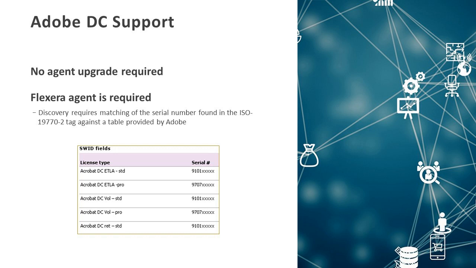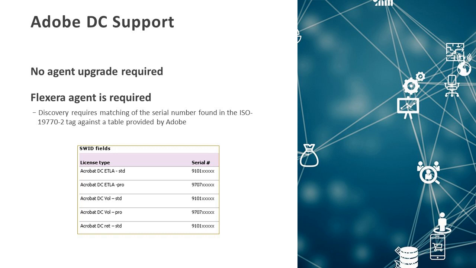Adobe is providing the specific serial numbers in ISO 770-2 tags that are included in the installation of their products. We are digging into that tag, pulling out the serial number, and then comparing it against a table that's provided by Adobe. In doing that, we are identifying the specific model that has been installed in your environment. That's the goal, and this is something that is now native within the product.